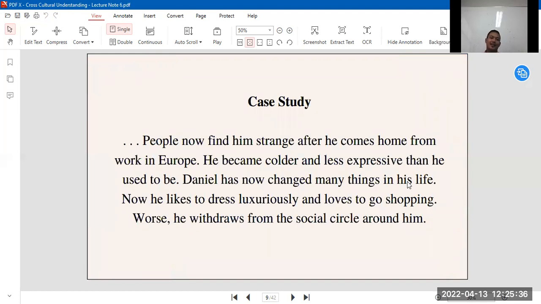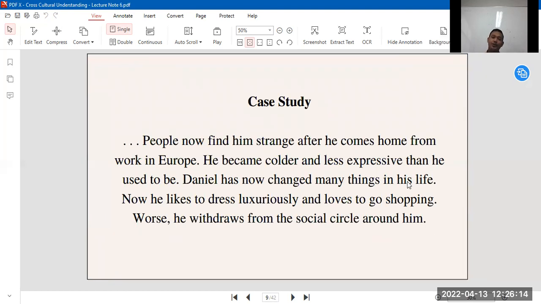Now let's learn from the case study. People now find him strange after he comes home from work in Europe. He became colder and less expressive than he used to be. Daniel has now changed many things in his life. Now he likes to dress luxuriously and loves to go shopping. Worse, he withdraws from the social circle around him.